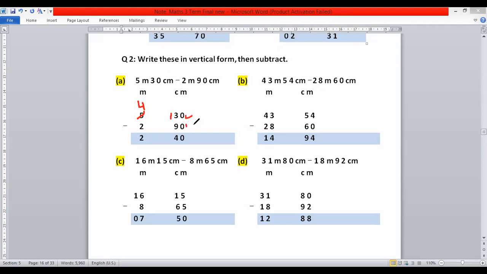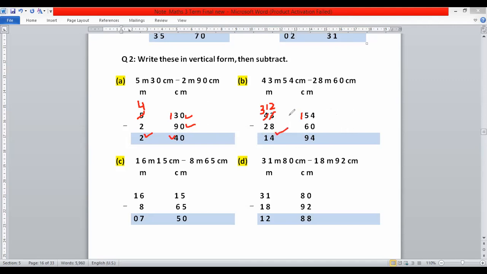0 minus 0, 0. 13 minus 9, 4. And 4 minus 2, 2. Here, take 1 carry, and here you get 15. 4 minus 0, 4. 15 minus 6, 9. And again take carry from 3. Here you get 3. Here you get 12. 12 minus 8, 4, and 3 minus 2, 1.